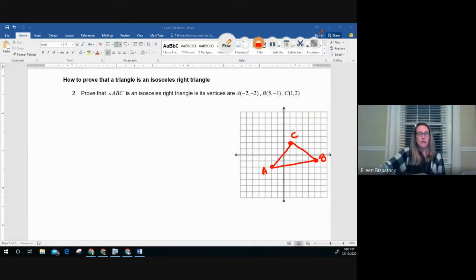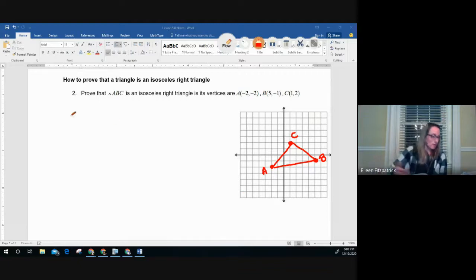Well, how am I going to prove whether or not CB and AC, or AC and AB, or AB and CB are congruent? How am I going to prove that at least two of the sides are congruent? I need to know the length of the sides. How am I going to calculate the length of the sides? I'm going to use the distance formula, okay?